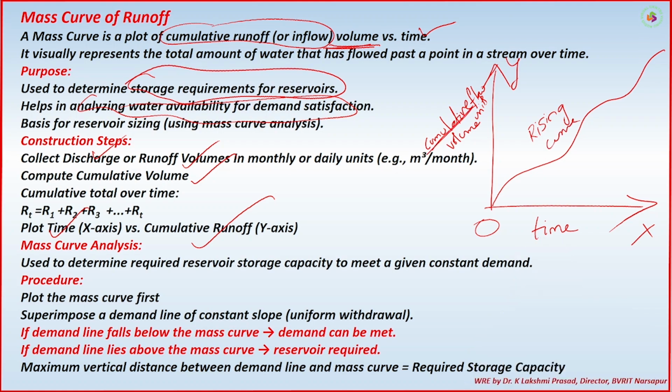That means it is only additive. For example, in a mass curve, if at some point it is horizontal like this, it indicates there is no runoff, no inflow. So it can always be increasing, or at most horizontal and then increasing. That is what you should remember. So it is always a rising curve.